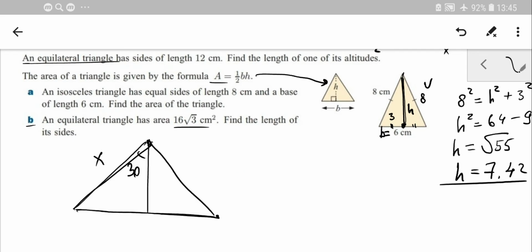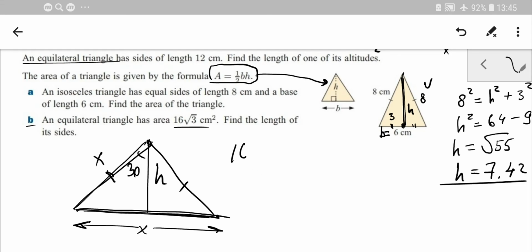So let's say this side is unknown, but we know that it's h times the base. In this case, the base is x. So this length is also x because all 3 sides are equal. So on the bottom side as well, x. Okay, so we have the area. Using this formula for the area, we can say that the area, 16 square root of 3, equals 1 over 2 bh. In this case, the base is x and h is just the unknown height. Okay, so that's how we can figure it out.